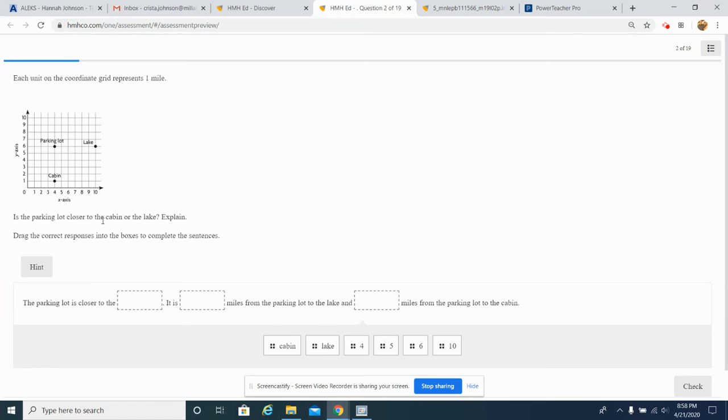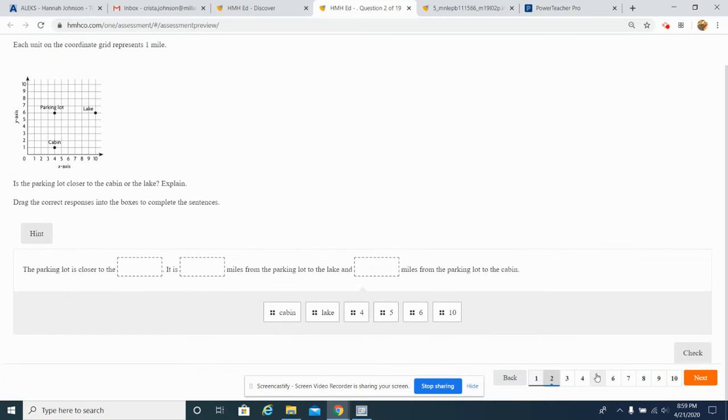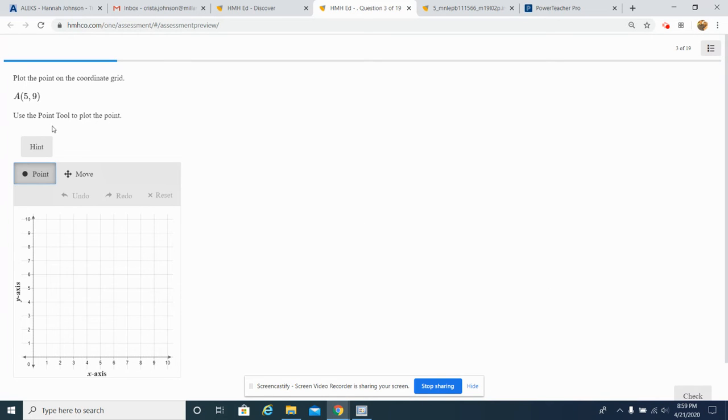So same thing, is the parking lot closer to the cabin or the lake? Okay, so all you need to do is count 1, 2, 3, 4, 5. We don't count the parking lot dot, we count the first one past it. Then on this one, 1, 2, 3, 4, 5, 6. So that's how you count how many spaces are between.